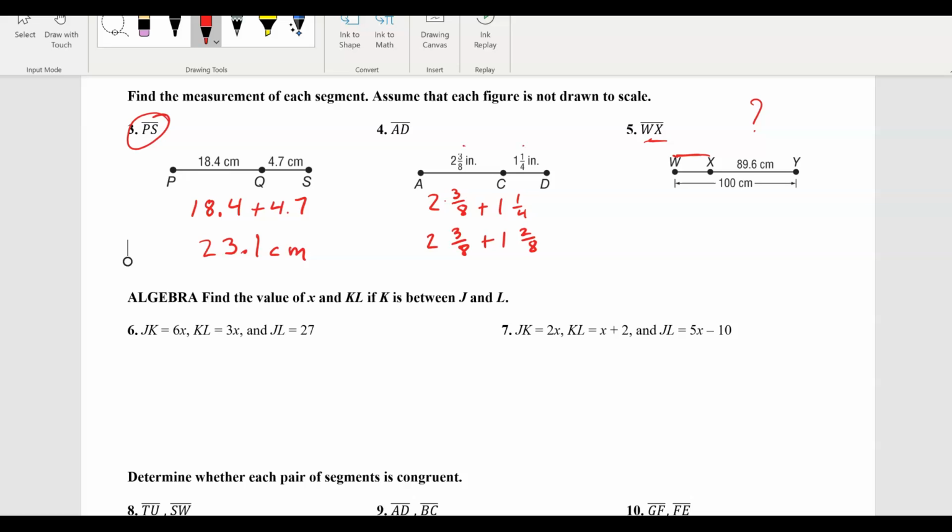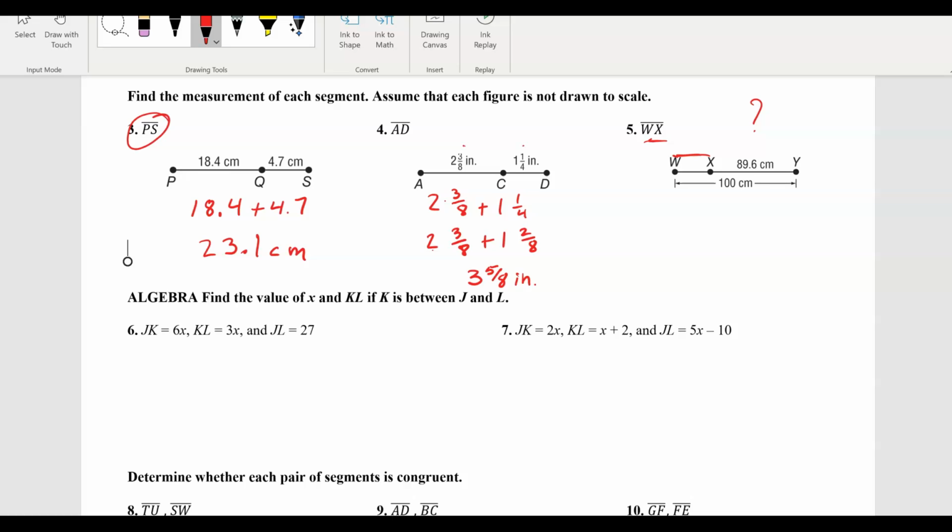We see that? So this is 2/8. 2 over 8 is the same as 1/4. And now I can go ahead and add them. 2 plus 1 is 3. And I can add the 8s. 3/8 and 2/8 is just 5/8. And this is in inches.